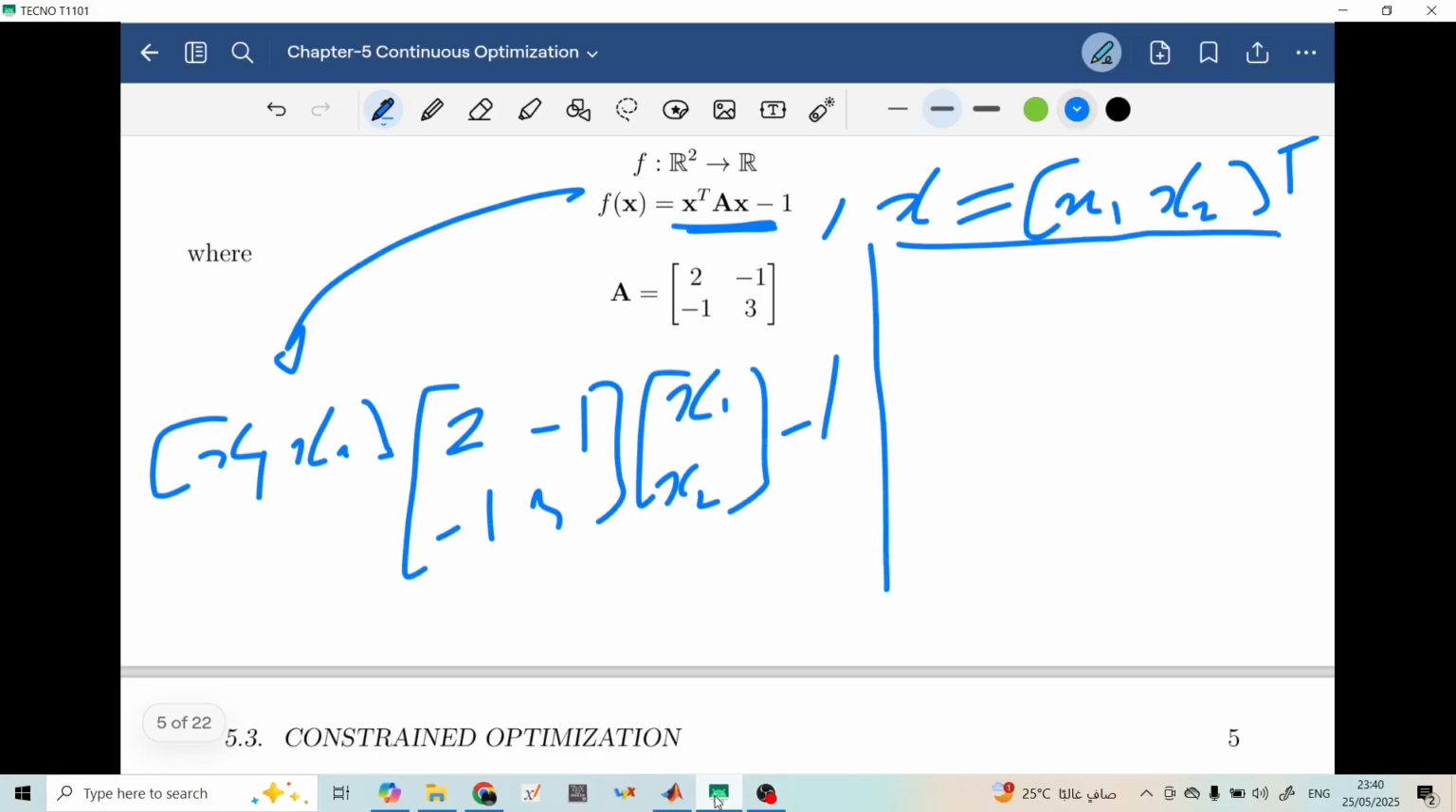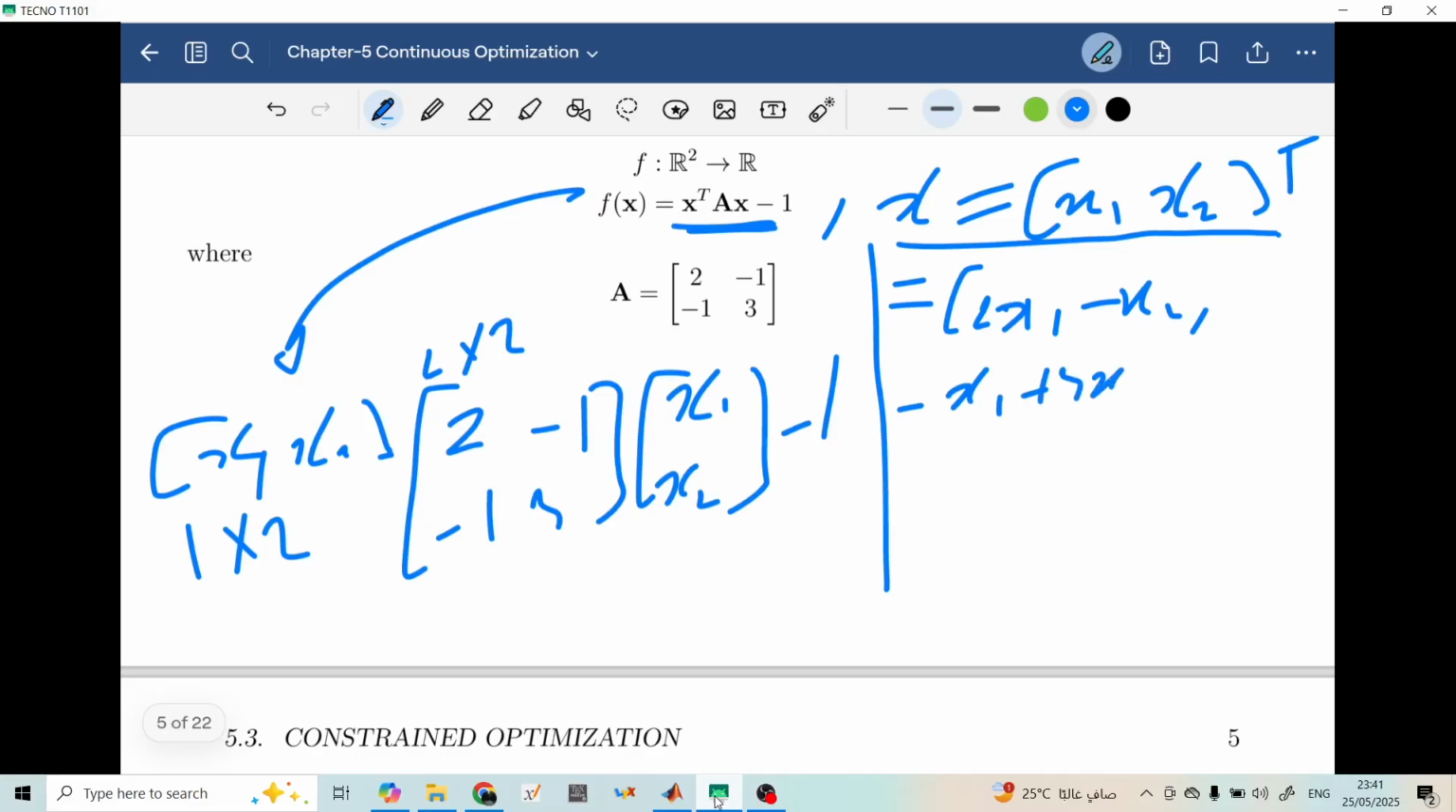So if you take the first term, this is 1 by 2, and this is 2 by 2. So we'll get 1 by 2. This would be 2x1 minus x2, and another one will be minus x1 plus 3x2. This would be multiplied by x1 x2, minus 1.